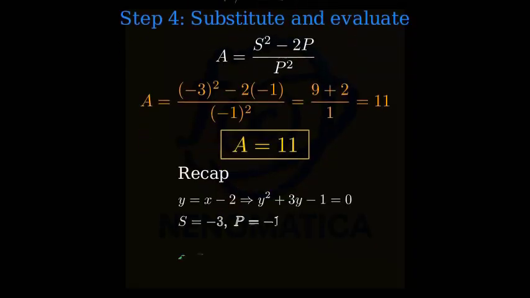Quick recap. 1. Shift the variable by 2, so the new roots are alpha prime and beta prime. 2. Form the new quadratic y squared plus 3y minus 1 equals 0. 3. Use Vieta to read S equals negative 3 and P equals negative 1. 4. Convert the sum of inverse squares to S and P and evaluate to get 11.